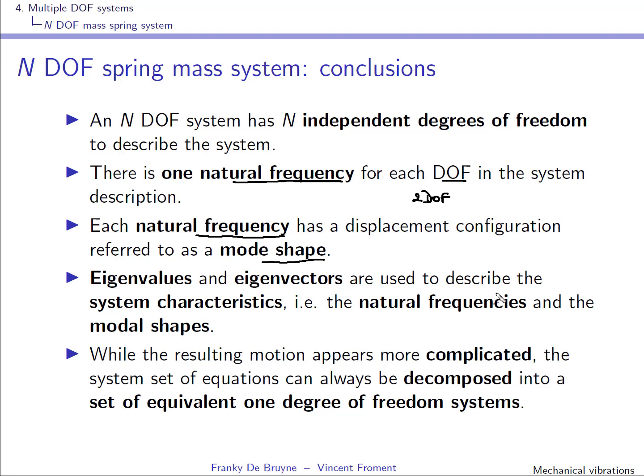One modal shape where y1 and y2 were moving in phase, and another modal shape where y1 and y2 were moving in phase opposition. Okay, so that's a modal shape, and we'll see in the application examples in section 5 other examples of a modal shape. Eigenvalues and eigenvectors are used to describe the system characteristics, and they are linked to the natural frequencies and the modal shapes. Okay, so this complex resulting motion can be decomposed in a set of equivalent 1 degree of freedom systems.